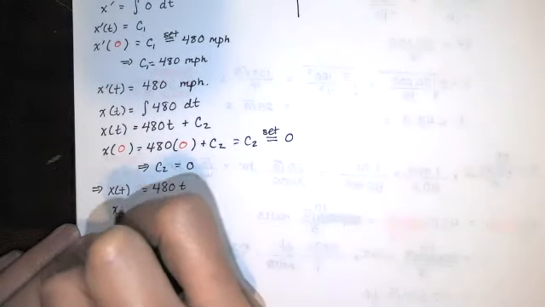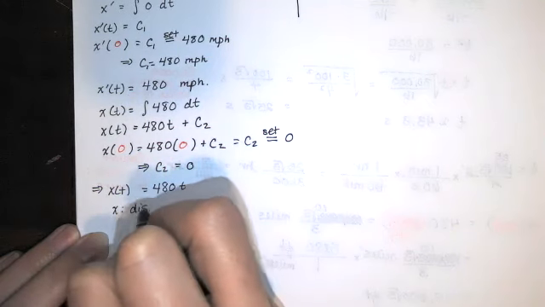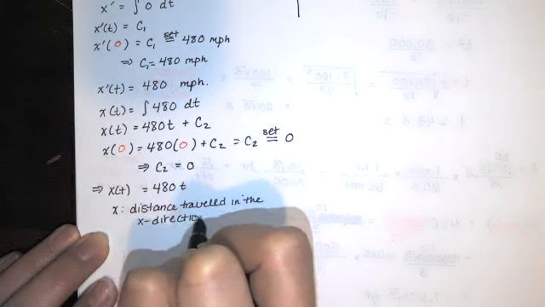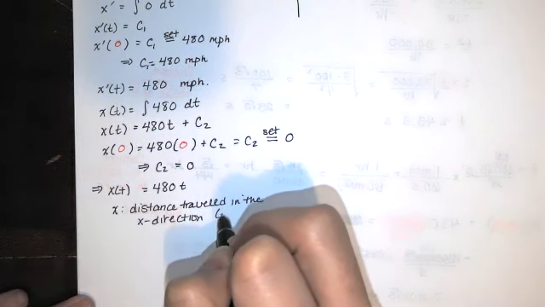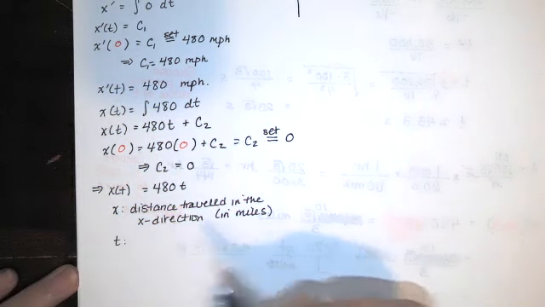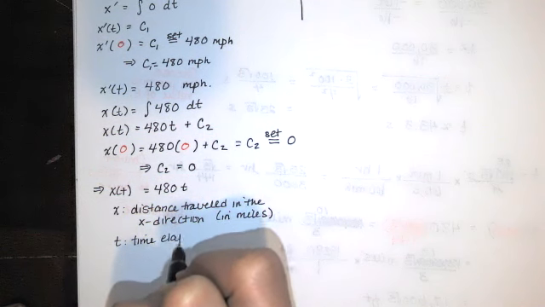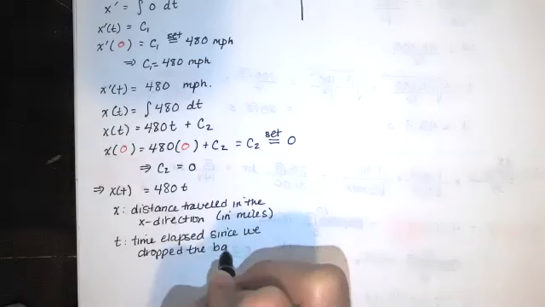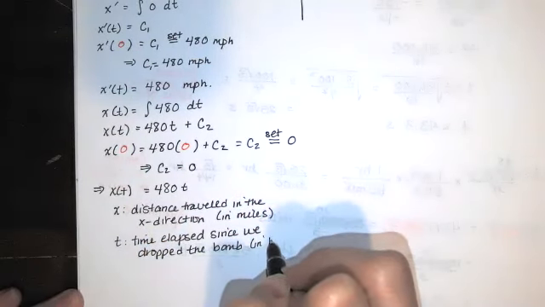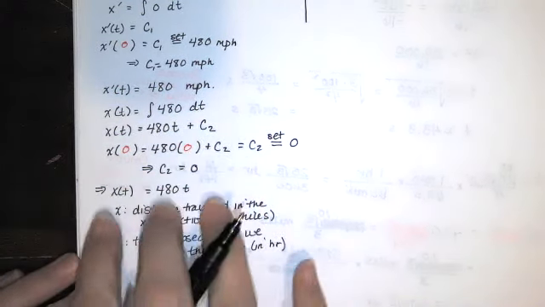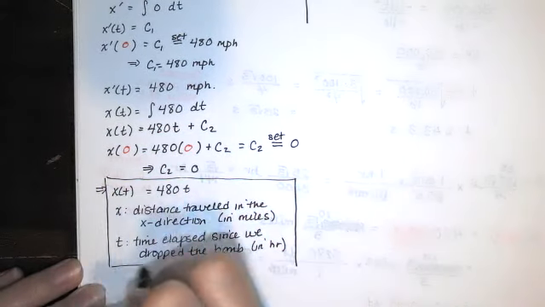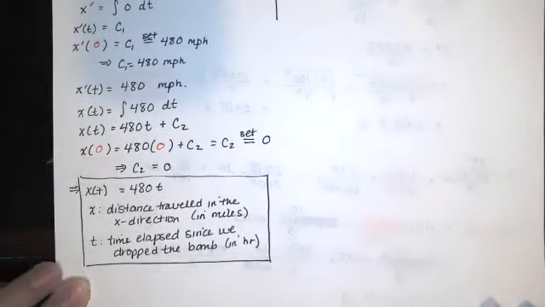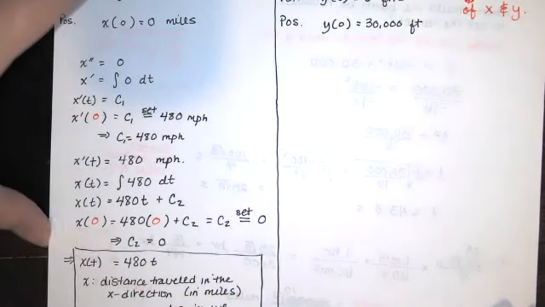But be careful here. X is distance in the x direction, excuse me. But this is 480 miles per hour times the number of hours. So this is in miles. And t is time elapsed since we dropped the bomb. And if that's in miles per hour and we're multiplying by hours, t is measured in hours. So you want to keep that in mind as you move forward, that's a very simple formula, but we need to keep track of the units, especially because the units are different in the y direction. Okay, so we solved that differential equation initial value problem for x of t.